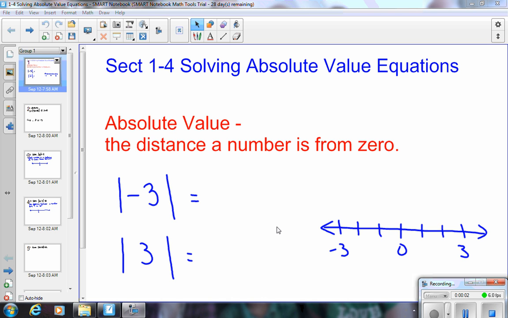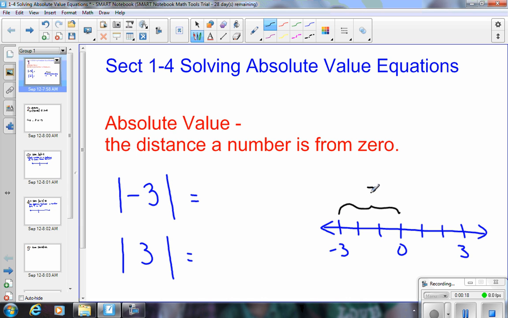Now we're going to take a look at solving absolute value equations. You should remember from earlier classes that absolute value is the distance a number is from 0. So if we look at -3, it's really easy to see that it's a distance of 3 from 0. And the absolute value of 3 is also a distance of 3 from 0, just in the opposite direction. So we see the absolute value of -3 is 3, the absolute value of 3 is 3. Pretty simple. That's the symbol for absolute value.